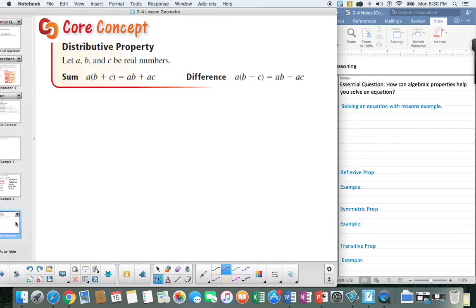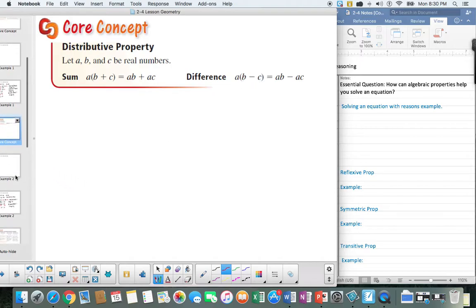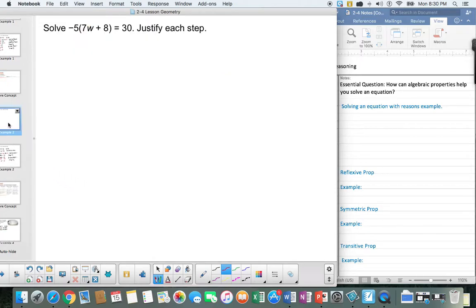Okay, the distributive property. Again, remember it's multiplication over addition. And you can actually multiply over subtraction as well, so keep that in mind when you're doing the distributive property. Okay, here's another opportunity for you to do a problem. Stop the screencast, see if you can do the problem, and then look at my answer.